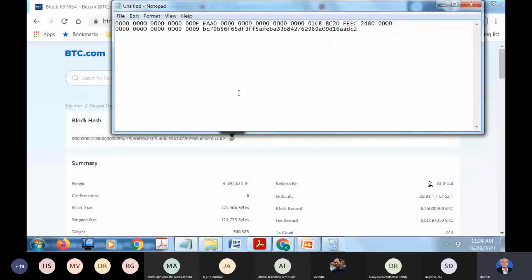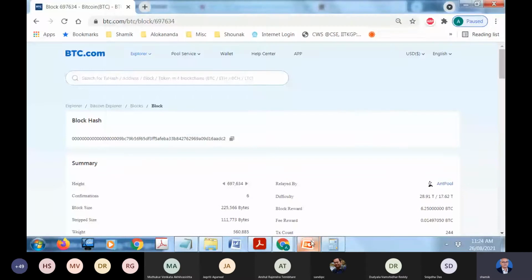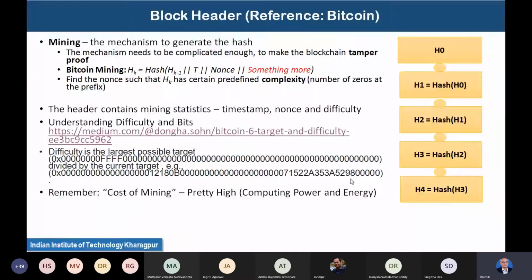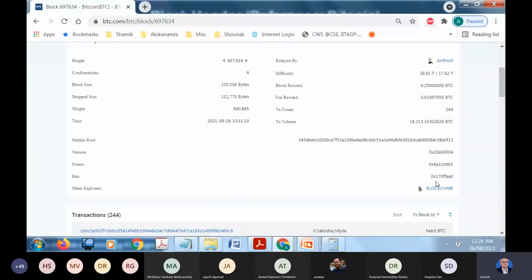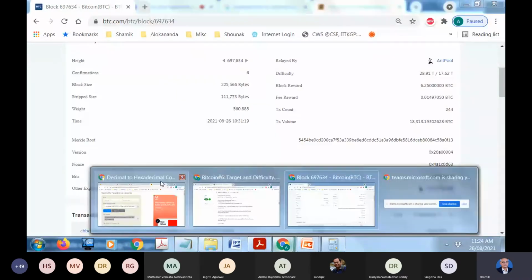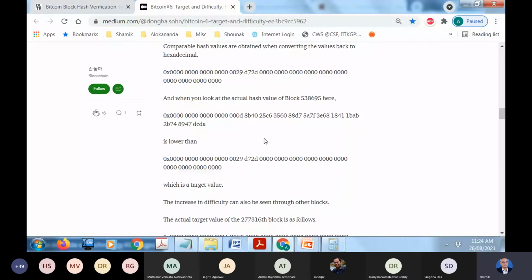That is what is meant by this difficulty level, which I picked up from the block header information in terms of bits. I converted that using the method that was suggested here, to get to the desired value and then convert it into hex, and we get the required level of difficulty, as I simply computed here on the fly.